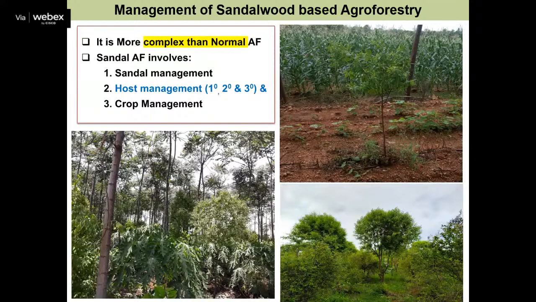And now we'll come to the management. There are different issues. As I already told, there are 3-4 components. So we have to individually manage them: sandal tree management is one part, and host plant management is another part. In addition to that, sometimes we will do intercropping between the rows. There will be an interface in that area where we will grow some agricultural crop. For that also we need separate management. So this way we have to concentrate on three aspects.